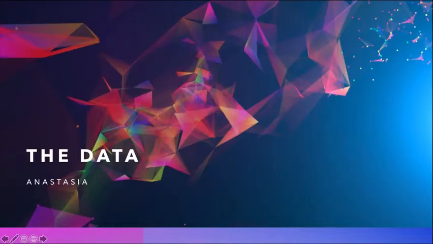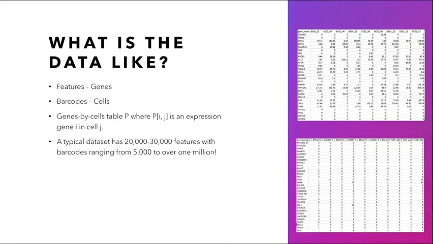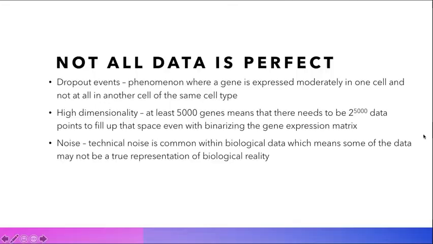When it comes to cell sequencing, we will get a lot of data, so we need to know about it. Each data set is comprised of features, which are genes, and barcodes, which are cells. Each data point is an expression of gene i and cell j. Data sets may vary with 20,000 to 30,000 features, and then a huge variance from as little as 5,000 barcodes to over 1 million. These are little snippets of the data sets, and as you can see, they're matrices with a lot of zeros and then some significant positive numbers.